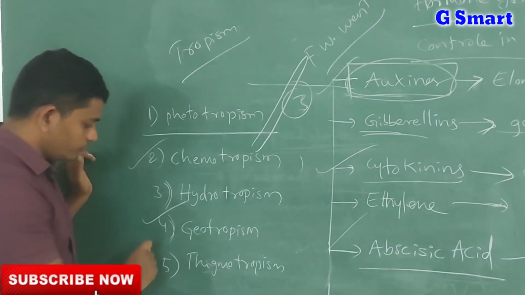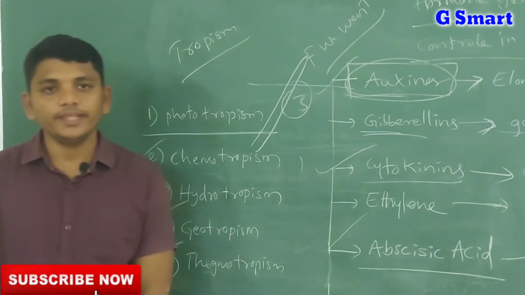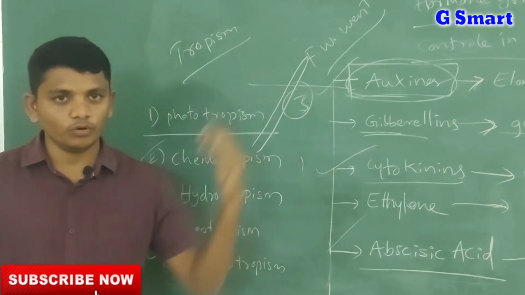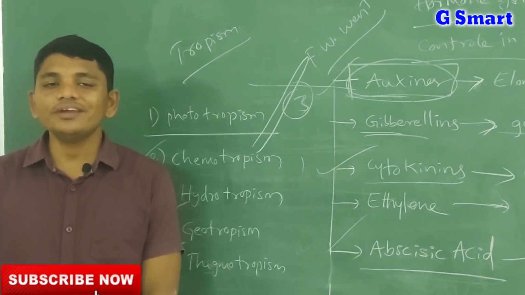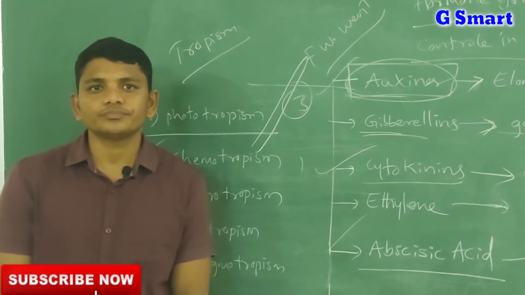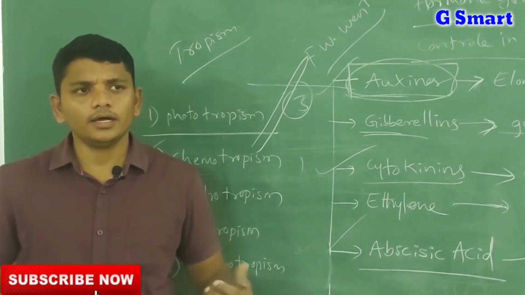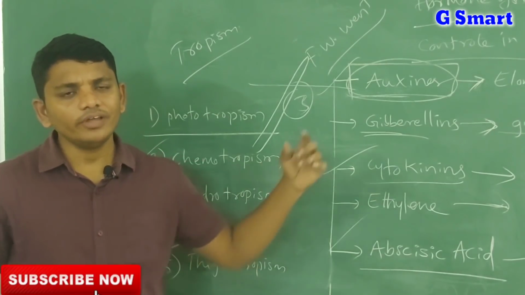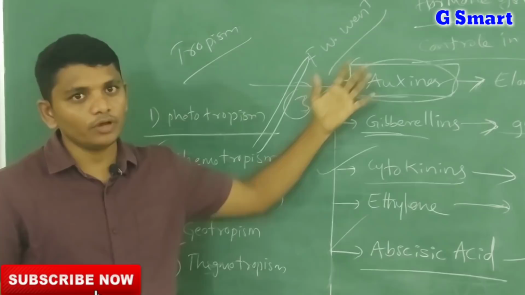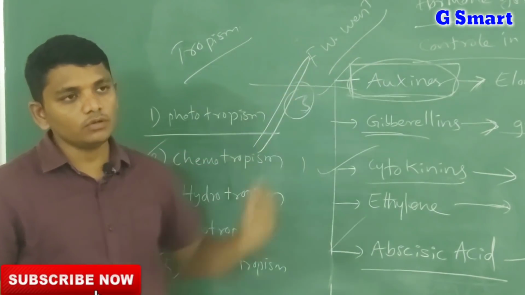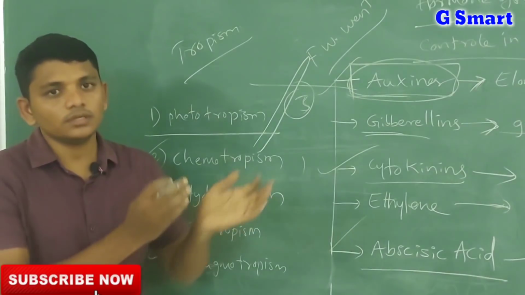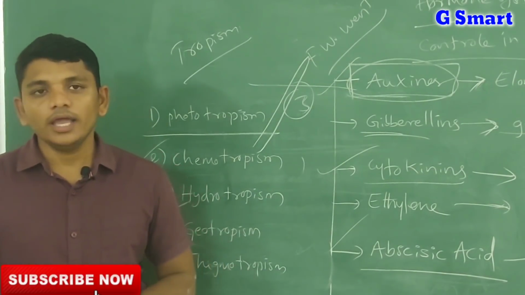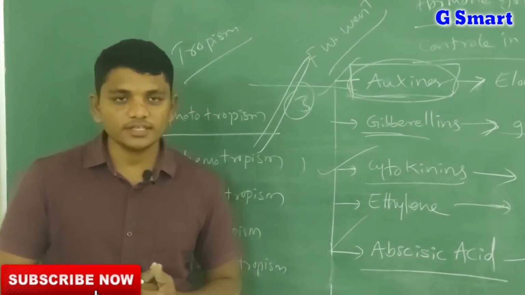Okay. Next, the fifth one, thigmotropism. Thigmo means a base or support. You know, tendrils, cucumber and betel gourd. These are tendrils. If they have any support, they will grow with the help of that support. So, if the plant grows towards the support, that is called thigmotropism.